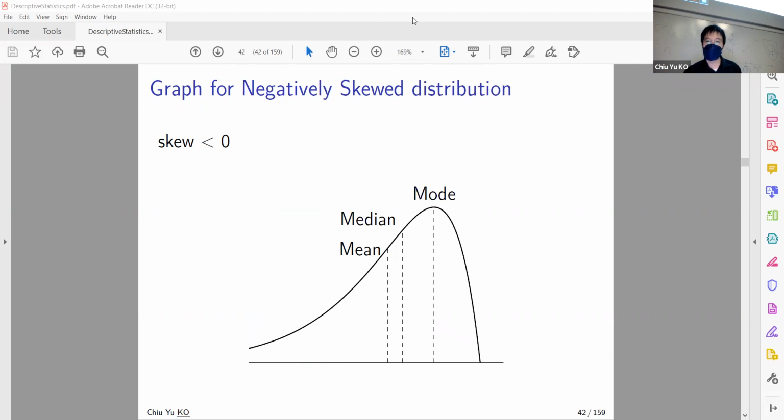Negative skew is the same idea. If you try to draw the line of symmetry for the data, it's something like this. That's why it's like this. But that's the idea.